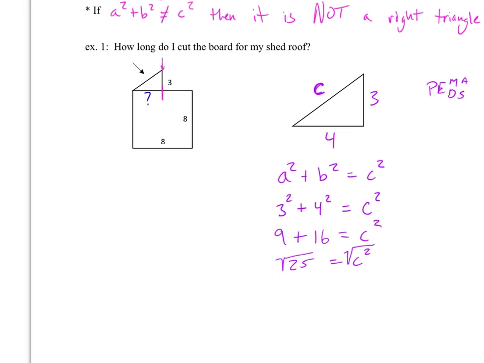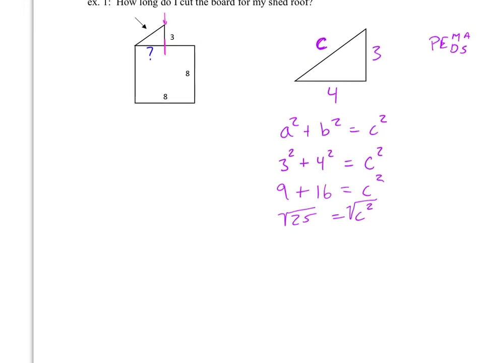So, last step is to grab your calculator. And you would plug in the square root of 25 equals 5. The square root of c squared equals 5. No, the square root of c squared. What does a square root do to a squared? It undoes it, right? So doesn't it just get rid of it?